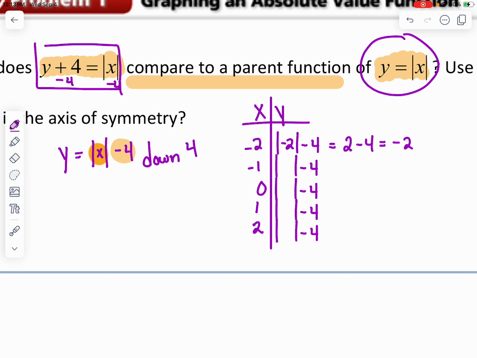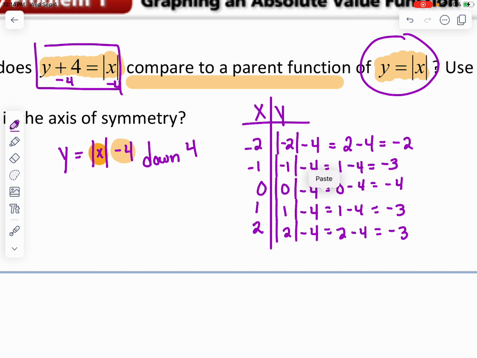Okay, here I go. So the first thing we're going to do is plug in -1. That will give me 1 minus 4, to get -3. Now we'll put in 0. The absolute value of 0 minus 4 is really just 0 minus 4, -4. The absolute value of 1 is 1 take away 4, -3. And then the absolute value of 2 is really 2 take away 4, and you get -2. Please notice these are reflective because the middle point 0 hasn't moved left or right.